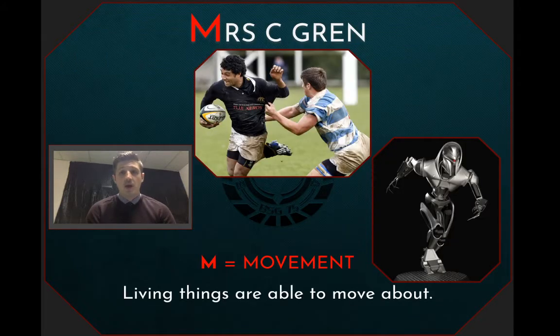So the M is movement. So anything that allows an object, a thing to move. So here you can see me when I was at school tackling in a rugby game. So I'm moving. Okay. I'm using cylons. Part of our course this year looks at robots, so cylons also move, but are they alive? And that's what we'll try and work out today. So movement, the ability to move.